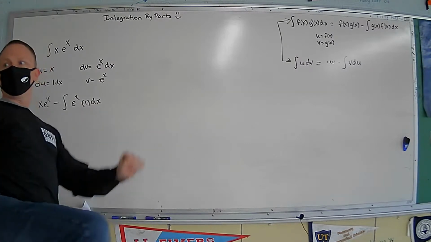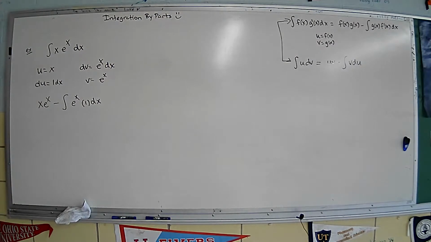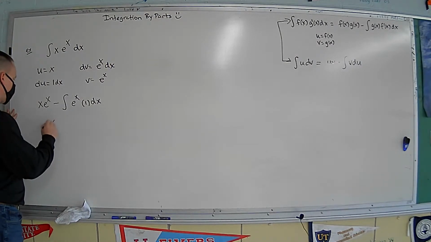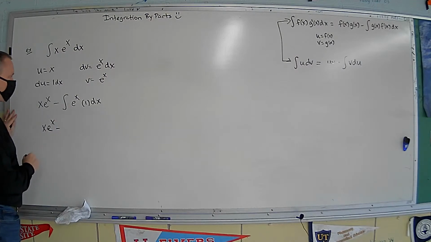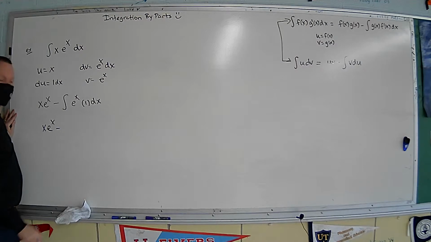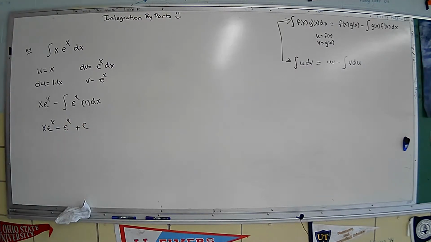Man, with my handwriting, my U's and V's are almost exactly the same. That's why you probably should use f and g right now. Okay? So now we have to do this integral. What's the antiderivative of e to the x times 1 dx? e to the x. And guess what? We're done.